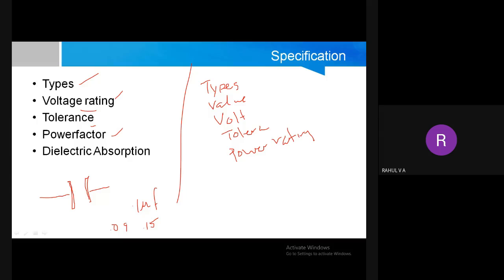Then a new word, that is power factor. Just remember power factor and dielectric absorption. So how it depends on the dielectric material. Okay, dielectric material property and dielectric absorption. I am not going into power factor. We will be discussing this one in detail when we discuss the first module in electrical.